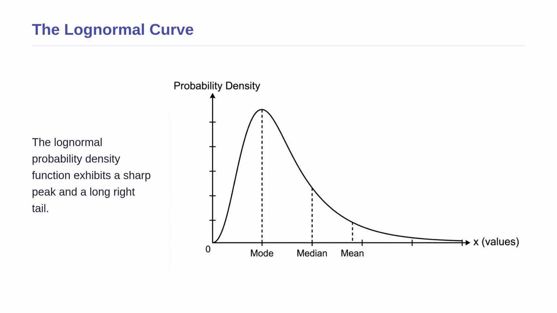Let us visualize what this mathematical scaling creates. Here is the log-normal probability density curve. Notice how it starts at 0, rises sharply to a peak, and then stretches out into a long tail on the right. Because of this stretch, the center points do not line up in the middle like a bell curve. The mode is the highest peak, the most common value. The median sits further right, splitting the data in half. And the mean is pulled even further right by the massive values in that long tail.